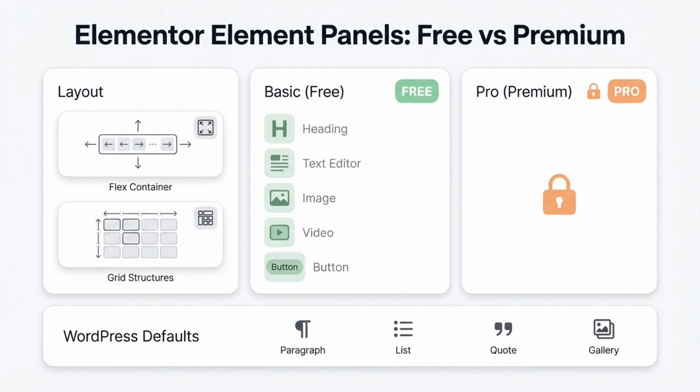When you click the plus button and open the Add Element panel, you'll see several categories. The Layout section helps you structure your page. The Basic section contains the core free widgets: heading, text, image, video, and button. These are the building blocks you'll use most often. The Pro section requires a paid Elementor subscription, and WordPress defaults are the standard widgets that WordPress itself provides.